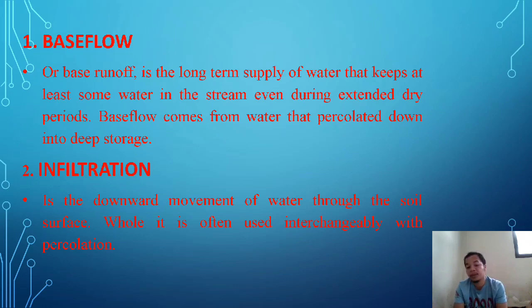So number 2 is infiltration. It is the downward movement of water through the soil surface. While it is often used interchangeably with percolation.